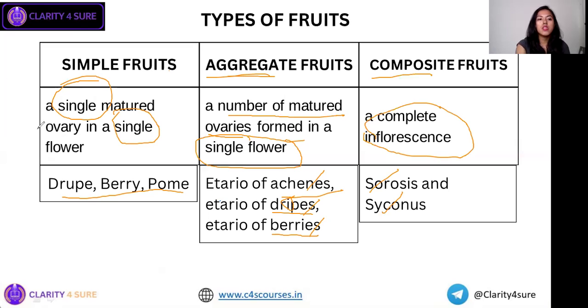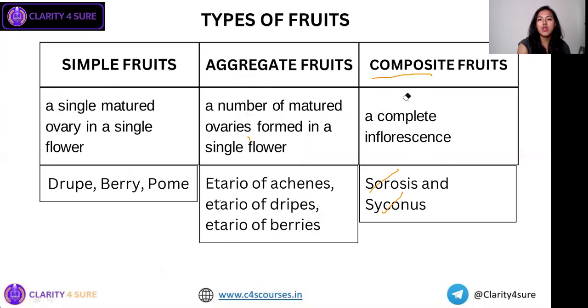So from here, what are the key points? There are three types of fruits: simple, aggregate, and composite. While simple fruit is developed from a single ovary in a single flower, aggregate fruit is developed from what? A number of matured ovaries in a single flower. And composite fruit is developed from what? From a complete inflorescence. So what are the examples of simple fruit? Drupe, berry, pome. Aggregate fruits, just the collection of these things like etaerio of achenes, etaerio of drupes, etaerio of berries. And the composite fruit, which is sorosis and syconus. Done?